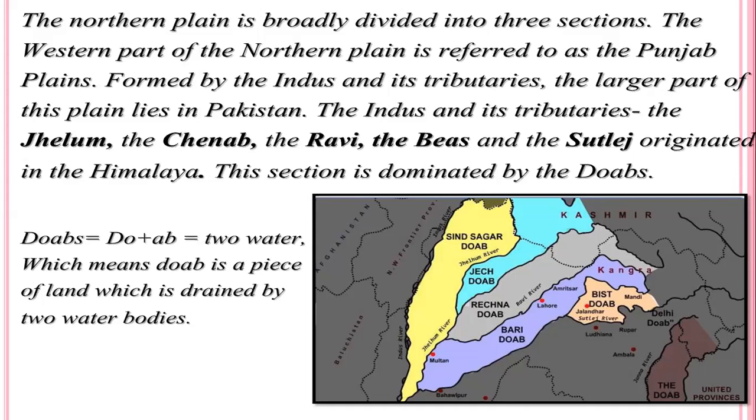Doabs means two water bodies, okay, which means a piece of land which is drained by two water bodies. There are some examples here, and that's exactly how we have the word Punjab derived. Panj means five, and Ab means river bodies. It's like five river bodies drain the area.